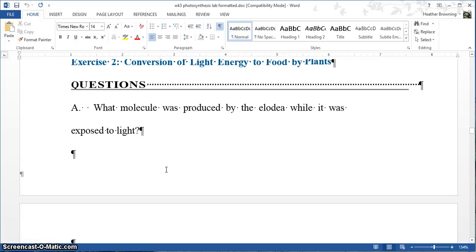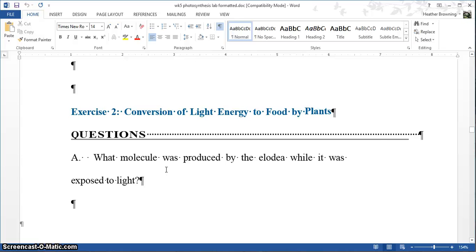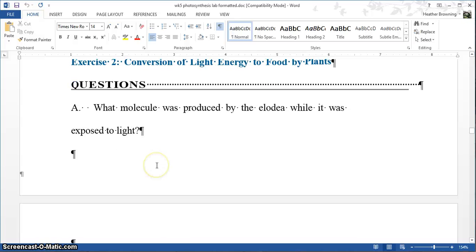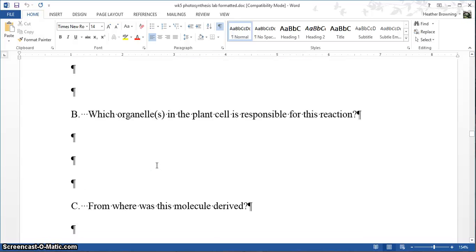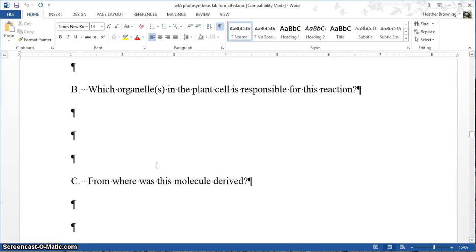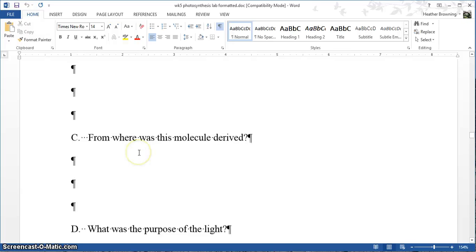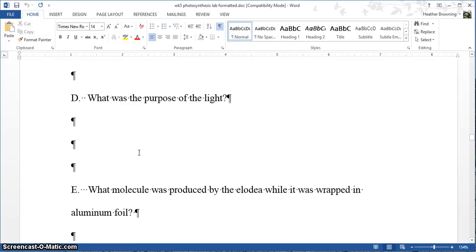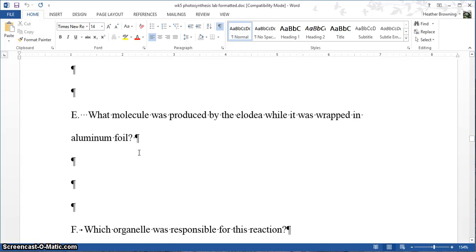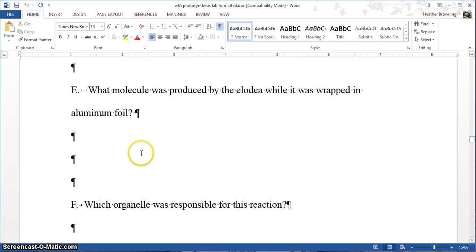Conversion of light energy to plants. So now we're more onto our photosynthesis. First we're on the chlorophyll, right? Now we're on photosynthesis more. So then talk about what happens, which organelle is responsible. So where might your chlorophyll be found? Derive, what's the purpose of the light? What does it do? You might want to look into photosynthesis if you don't remember.